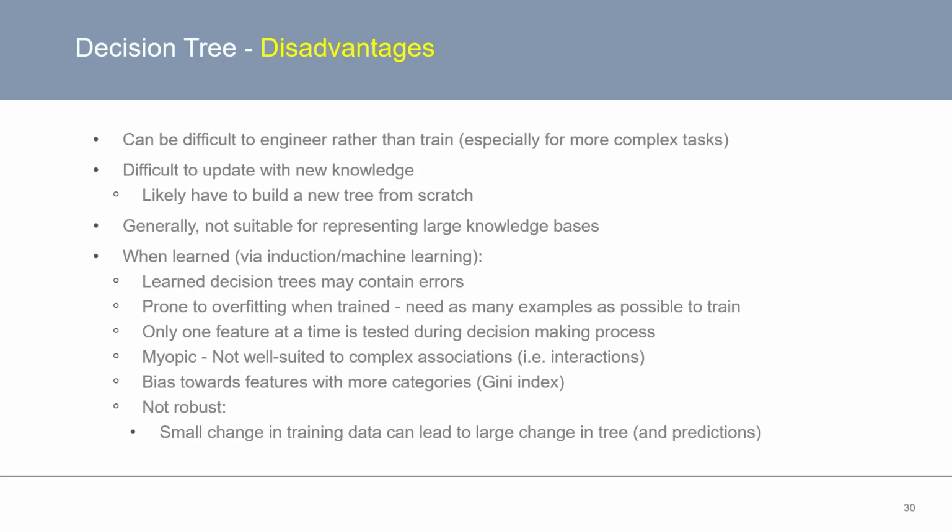And lastly, decision trees are not particularly robust, meaning that small changes in the training data can ultimately lead to large changes in the resulting trained tree and the predictions that it makes.